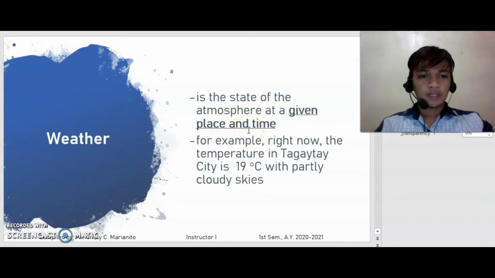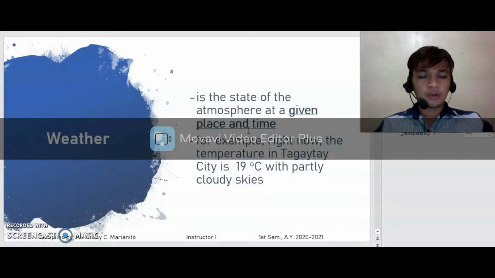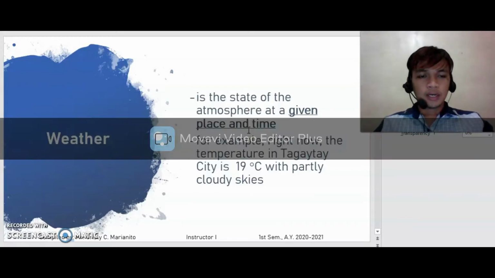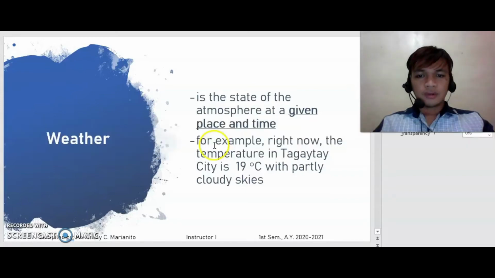So, when we talk about weather, it is your current observation at your environment. You're just going to look at the condition of the sky, how is the temperature of the surroundings, how about the speed of the wind surrounding you. So weather talks about your current observation at a given place and time. So it is an exact observation. For example, right now the temperature in Tagaytay City is 19 degrees Celsius with partly cloudy skies.